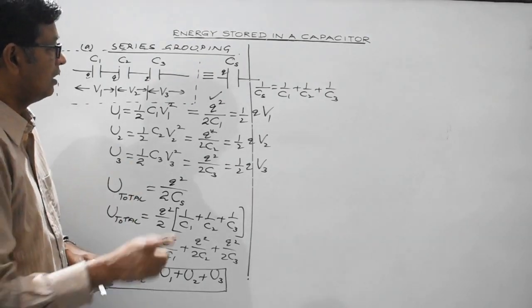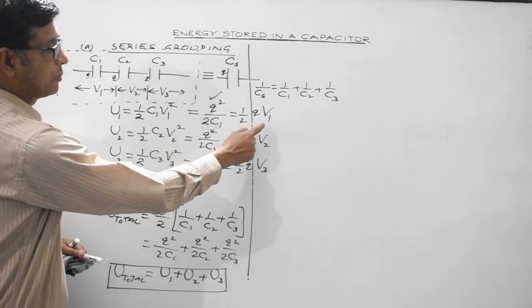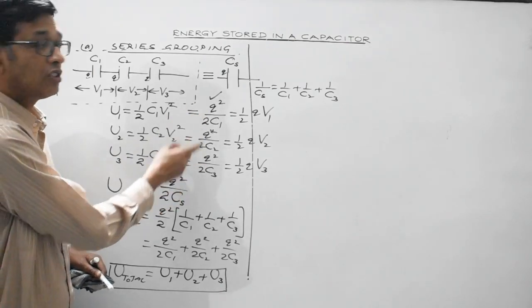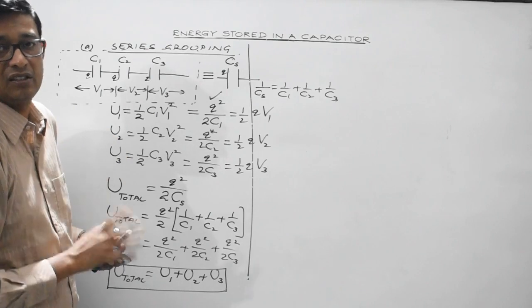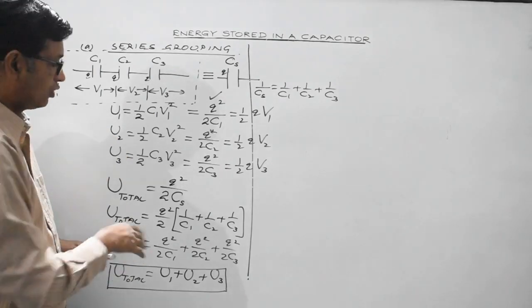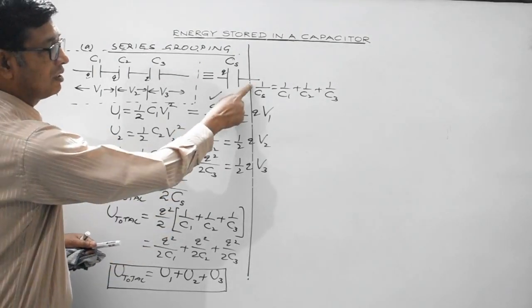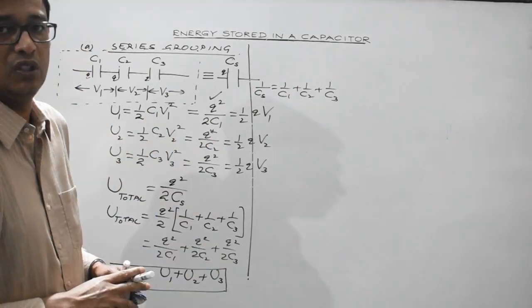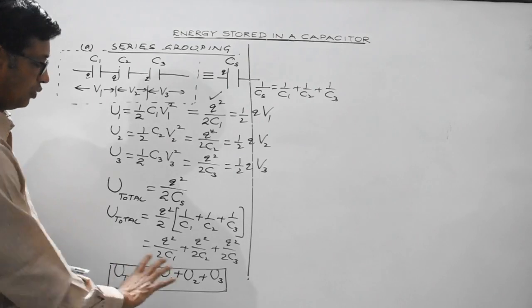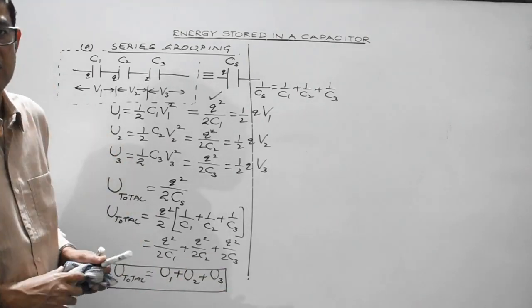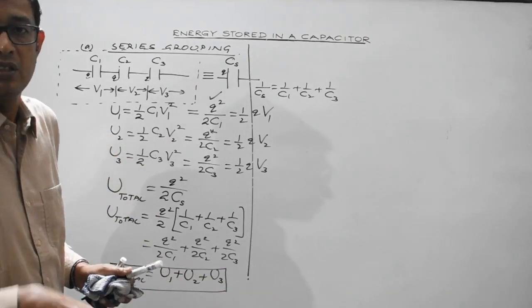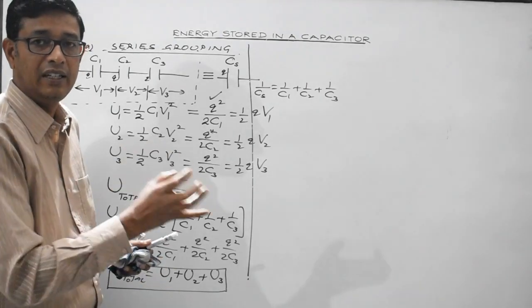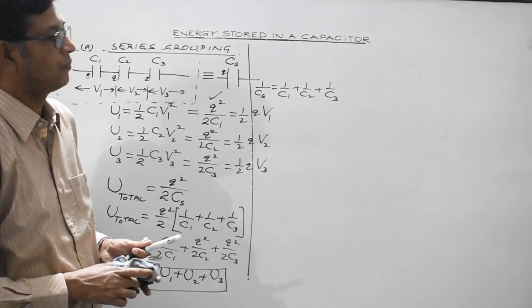So remember, in the series grouping, out of these three expressions, this formula is to be used. Why? Because charge is constant in the series grouping. And we need to express our answer in terms of C, because the resultant capacitance of the series and parallel combination, its formula is known to us. Isn't it? So we can easily conclude this particular statement. Total energy of this system is given by sum of the energy stored in the individual capacitors.